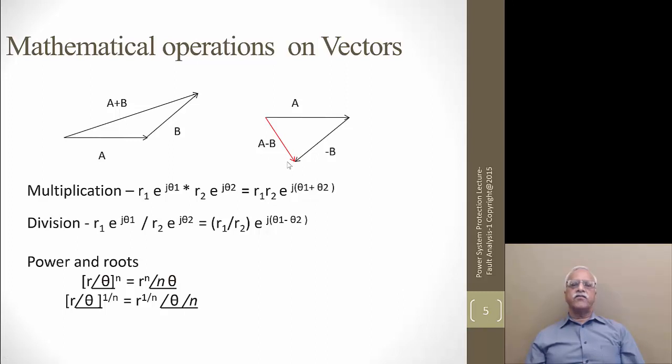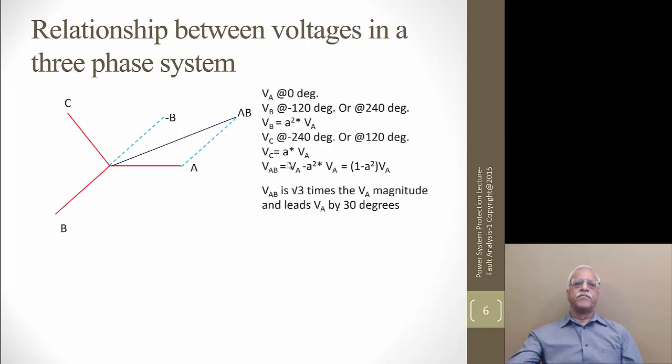For multiplication, the easiest way to do that is using exponential. The magnitudes get multiplied and the exponents get added. In division, the magnitudes get divided, whereas exponents get subtracted. And in powers, the magnitude goes to the power by which we are raising it, whereas the exponent gets multiplied. And square and nth root, it's the same thing. It's the nth root of the magnitude, whereas for one nth, the exponent gets divided by n.